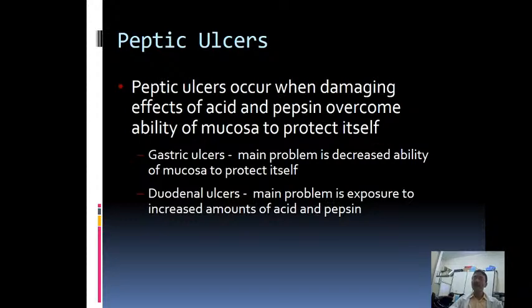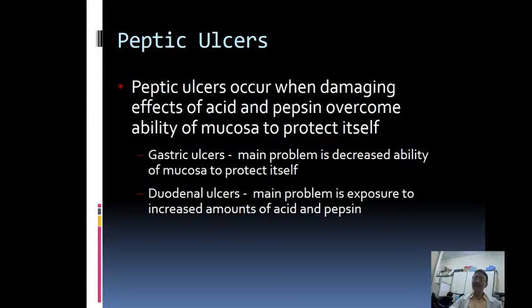Now, when this barrier is broken, it may result in ulcers, and such ulcers are called peptic ulcers because this occurs when the effect of acid and pepsin is seen in the inner layers of the stomach wall after the barrier is breached. In simple words, the mucosa is unable to protect the inner layers of the stomach.